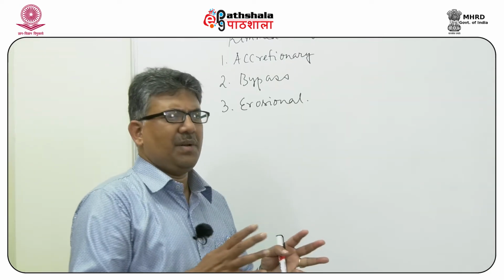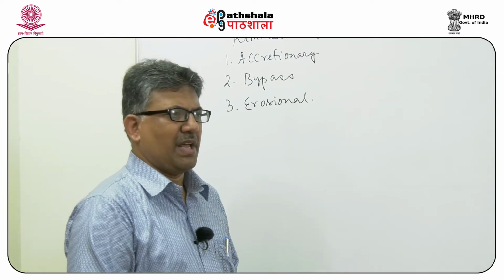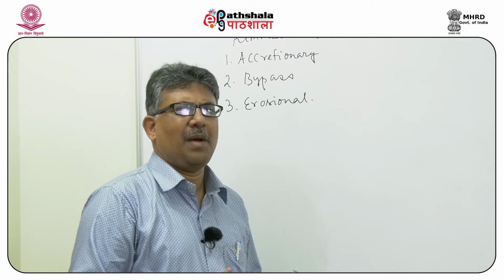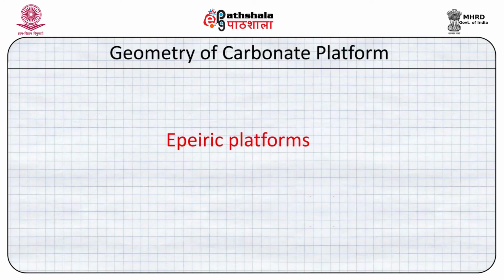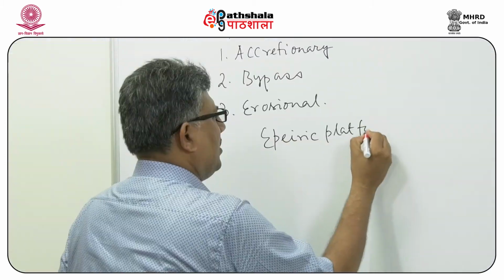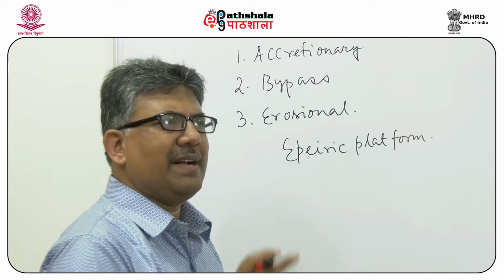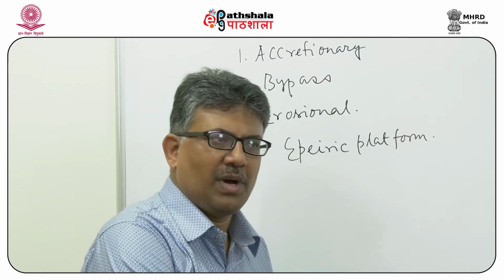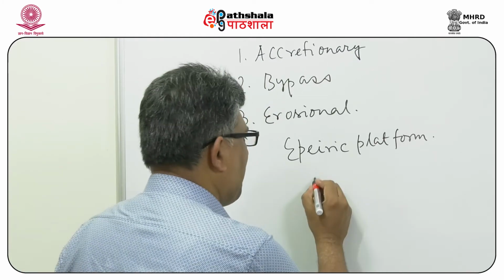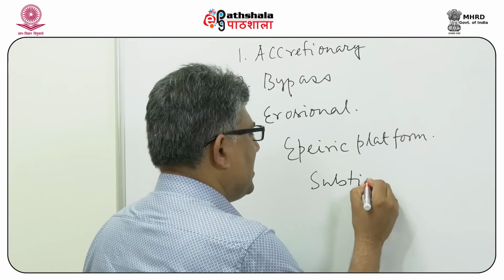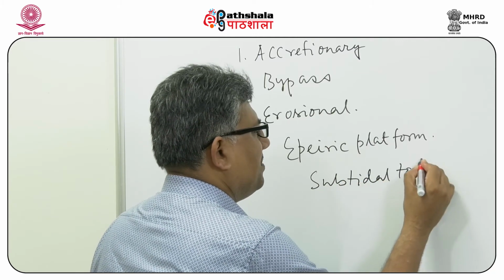So, we have reasonably discussed the ramp and the rimmed shelf. Now, let us have some idea about the epeiric platform. Now, what is an epeiric platform? It is a very low gradient cratonic surface, which essentially represents the subtidal to intertidal zone.